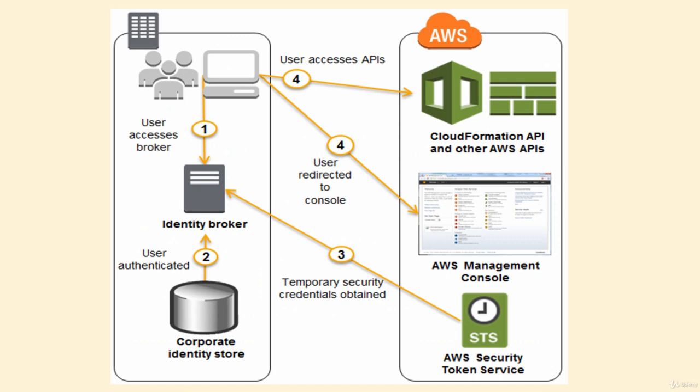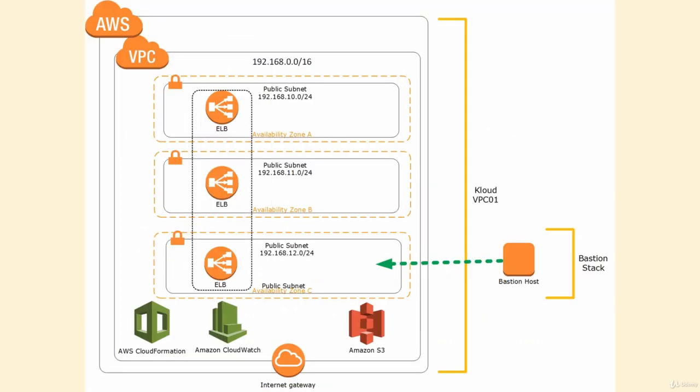Suppose you have on-premise resources and cloud resources, and you want to manage those using CloudFormation. So your users could access the user access broker token, and the identity broker will use the user authentication from the corporate identity store that is stored in your on-premise data center. Then you can issue a temporary security credential that is obtained using the AWS Security Token Service, and you can redirect your users back to the console on the management of the AWS cloud, which could be provisioned using the API or other AWS APIs. This way, your CloudFormation may function.